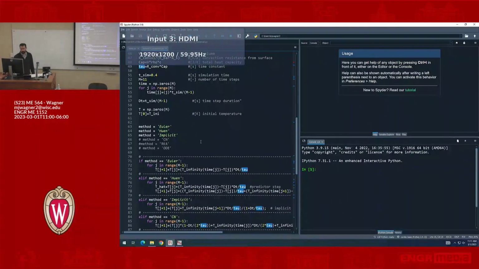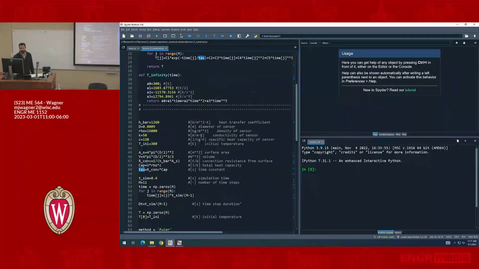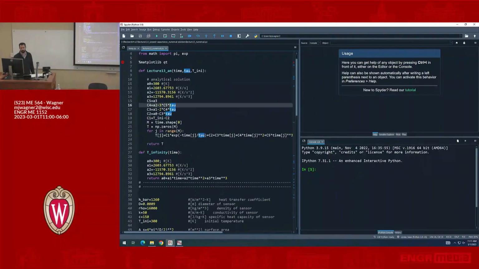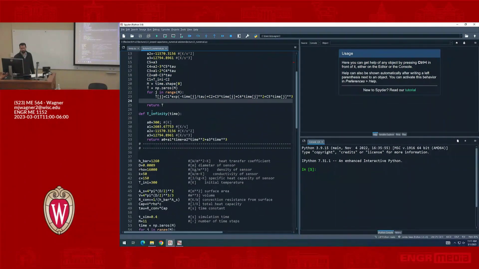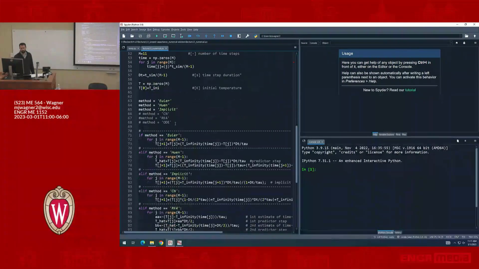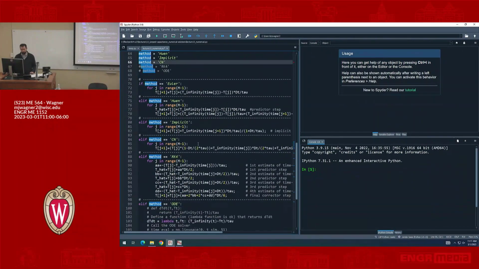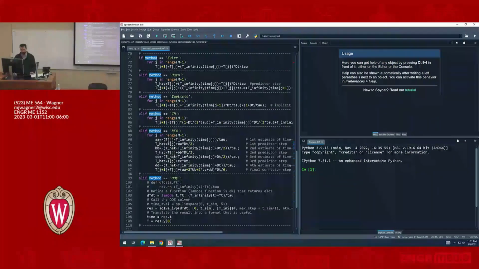Looking at this in the Python code, again, here's our same file that we had before, just to refresh you. We have our analytical solution that we're plotting. That doesn't change. We have our function T infinity, which is some polynomial. And then we're choosing these different methods. This one is Crank-Nicolson. You can see down here how this is implemented.